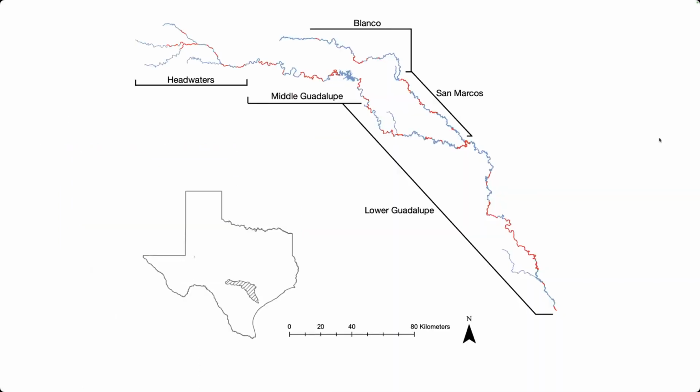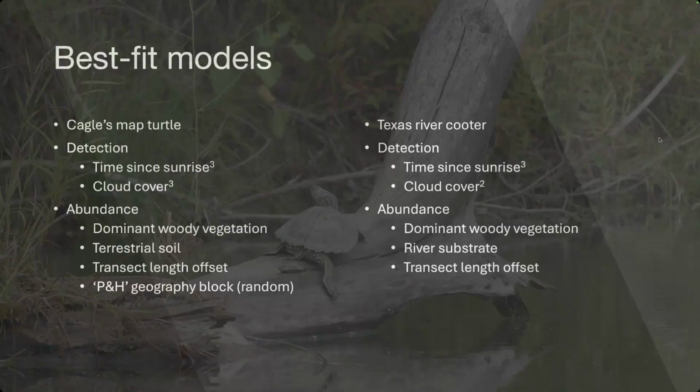So these red lines demarcate our survey locations or transects. You can see that, given the constraints of access and private land in Texas, we did our best to spread our transects across the entire system as best as possible. What about our best fit models? For Cagle's map turtle, the detection covariates were time since sunrise and cloud cover. For abundance, it was the dominant woody vegetation and the terrestrial soil categories. We obviously included a transect length offset, and our best model also included a geography block.